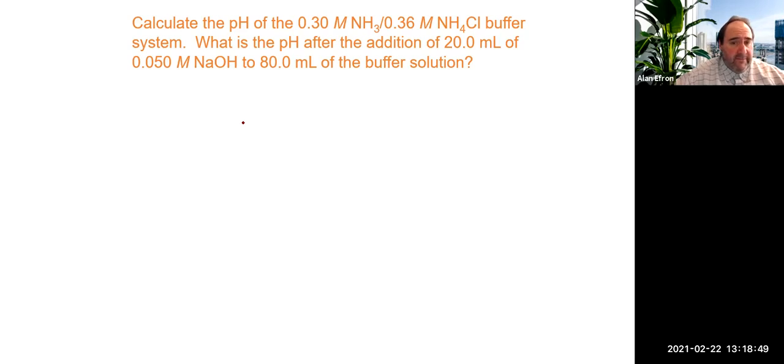So you want to approach it very similar to how we did the last example in lecture. I will tell you a couple of things as well. The volume here is not being held constant, so you do need to take the volumes into account. So here again, we're adding 20 milliliters of sodium hydroxide to 80 milliliters of the buffer. So again, give it a try, see what you come up with.